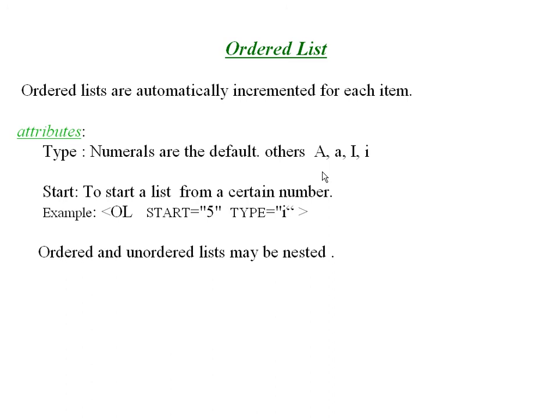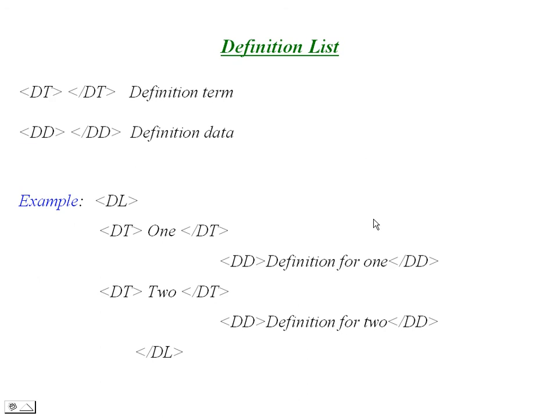Finally, ordered and unordered lists may be nested. That is, we can place a list within another list. Definition list. Definition lists are delimited by DT and DD tags. Now we will see the example which includes all these three types of lists.